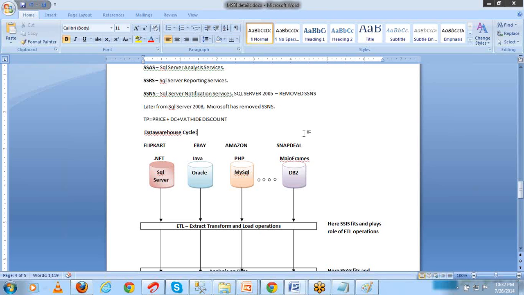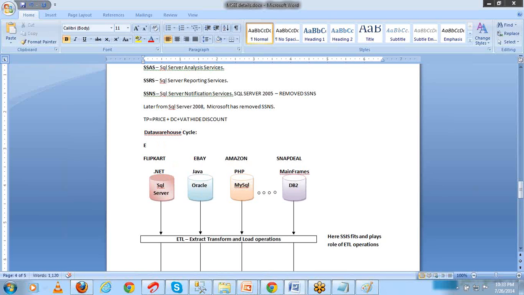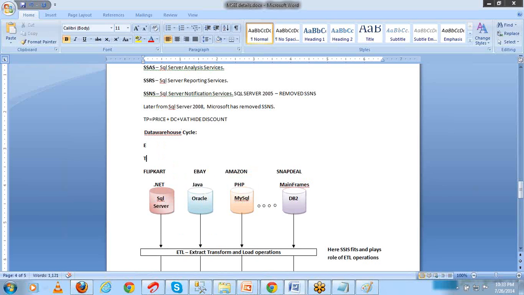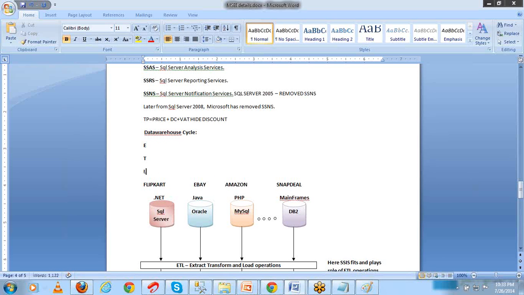So we have extracted, we have transformed with the logic, and we have loaded the data. For this purpose, we call this an ETL tool. In our MSBI, the ETL, extract, transform, load operations are done by SSIS. Here SSIS is sitting and playing that ETL role.